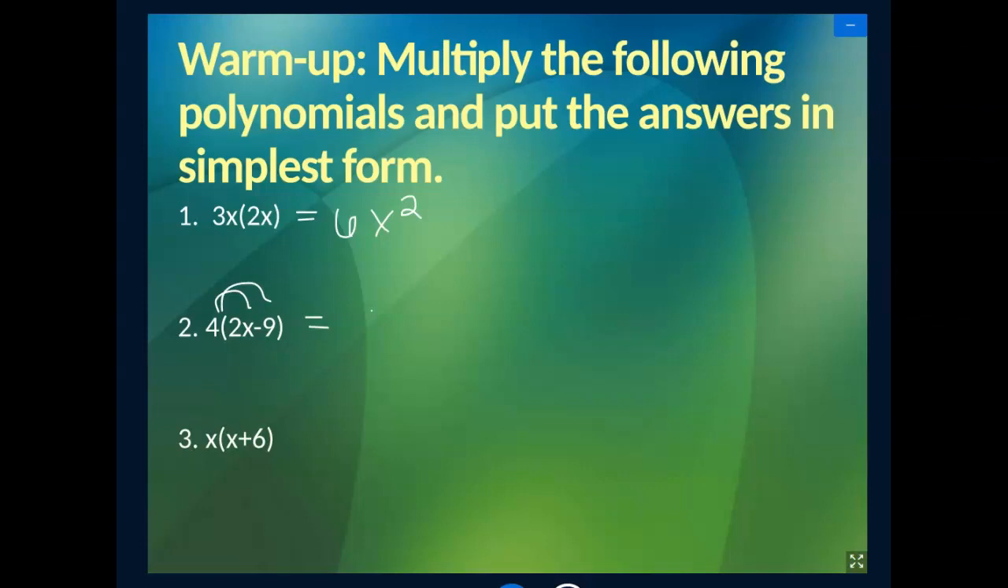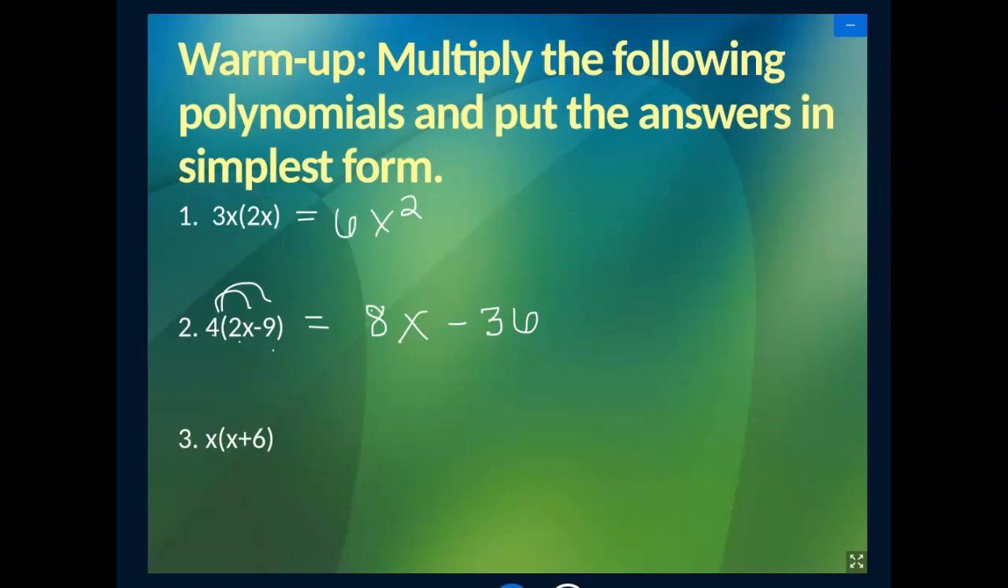All right, so the 4 gets multiplied in. 4 times 2 is 8x. 4 times negative 9 is negative 36. No like terms, nothing to combine. We are done.